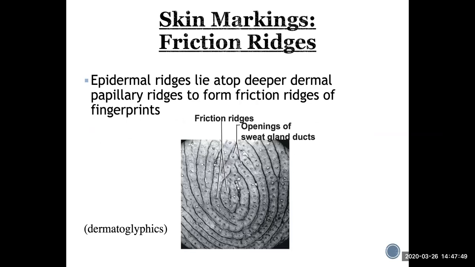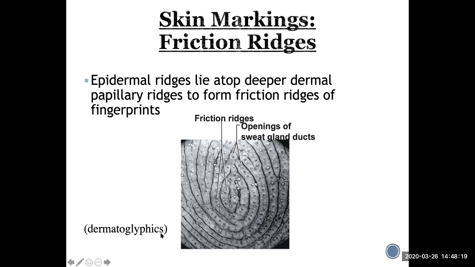The epidermal ridges are basically the result of the papillary ridges in the papillary layer of the dermis, okay? So the technical term for your fingerprints is epidermal ridges. They lie on top of the papillary ridges, and they form these ridges that you can actually see on the surface of your skin.